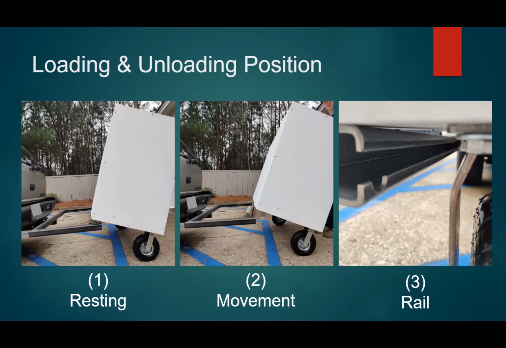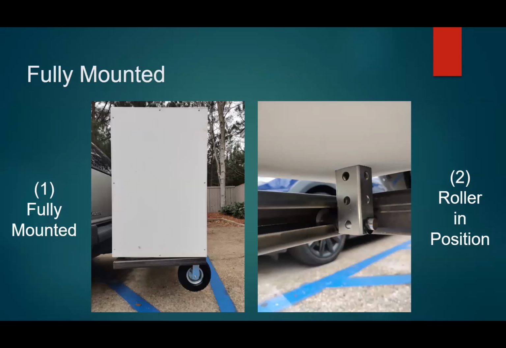Next slide, please. Here we have our fully mounted position. This is the position in which you will be driving your car around with the structure fully loaded. And on the right, we have a picture of the roller pin, and it is currently resting in the notch closest to the vehicle.